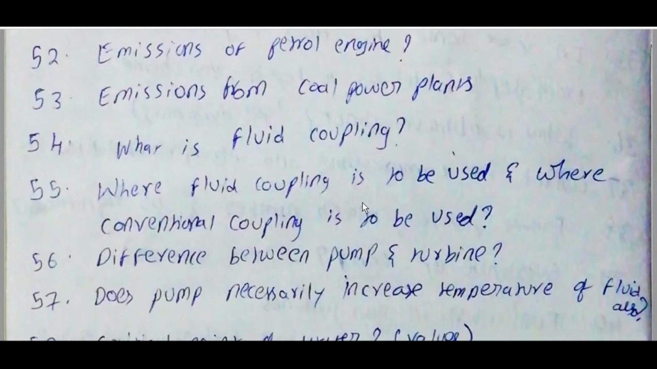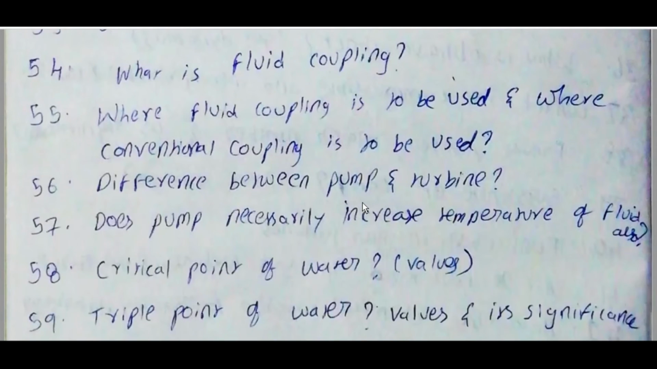What is fluid coupling? We already discussed it in question 32. Where is fluid coupling to be used and where is conventional coupling to be used? A coupling is a device used to connect two shafts together at their ends for the purpose of transmitting power. Fluid coupling is used in marine and industrial machine drives where variable speed operation and controllable startup without shock loading of the power transmission system is essential.